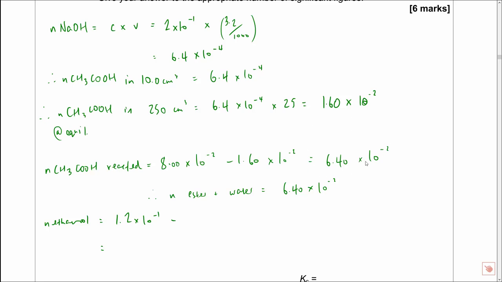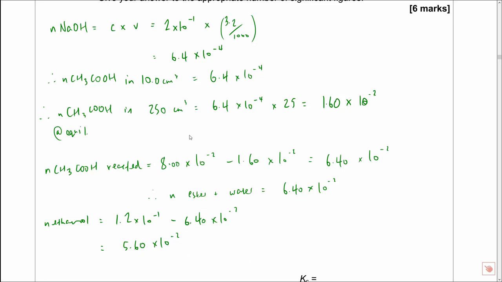No, what reacted is this. Yeah, sorry, minus 6.4 times 10 to the minus 2. So that's going to be 5.6 times 10 to the minus 2. So that's going to be at equilibrium. This is a nightmare.